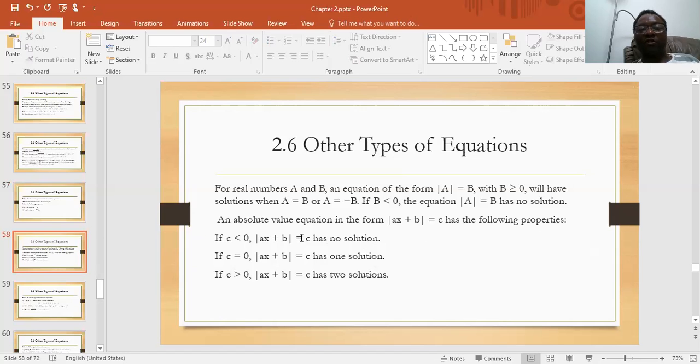So you will have equations involving absolute value like these ones. If the absolute value equals c and c is negative, there is no solution. Absolute value cannot be negative. If the absolute value equals c and c is 0, it's just a simple linear equation, ax plus b equals 0, with a single solution. But if c is positive, remember that the absolute value of a positive and a negative number equals the same positive value. So there will be two solutions.